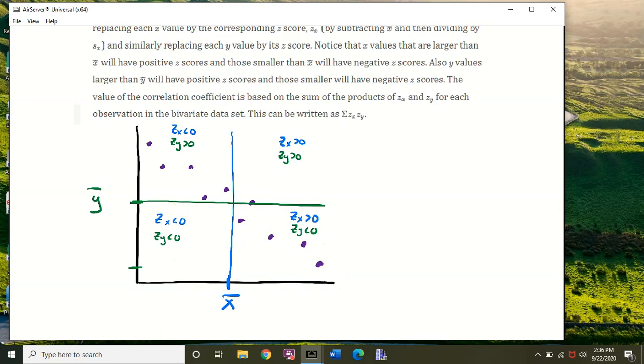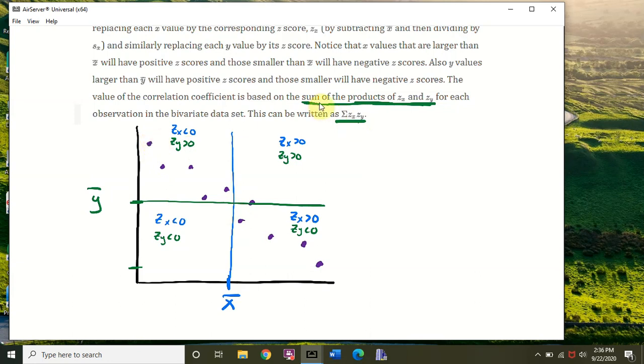Now, it comes down to the sum of the products of these z-scores. That's what this means. We're taking the sum of all the products. We're going to multiply all these zx, zy together. Let's call this our first point, zx1 times zy1. So zx1 would be negative because it's less than the average x, but zy1 would be positive because it's above the average for y.